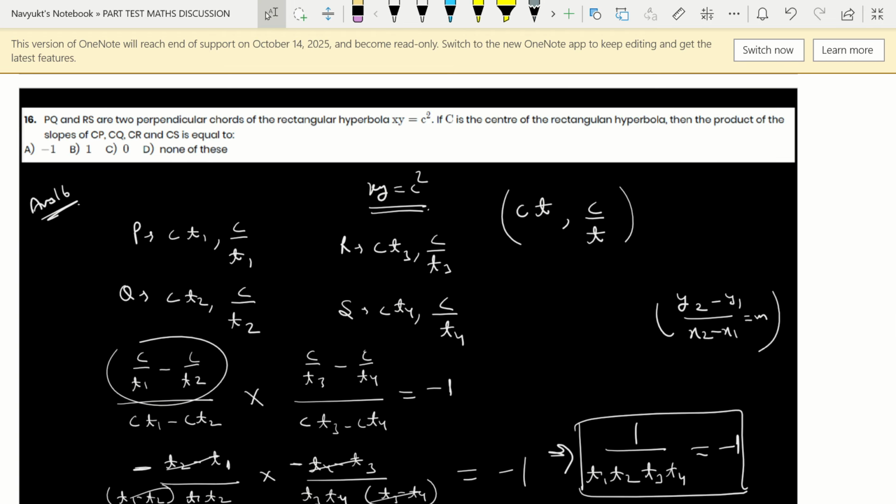This is the only given condition which we have. So if we see, C is the center of this rectangular hyperbola. What is the center of this kind of rectangular hyperbola?